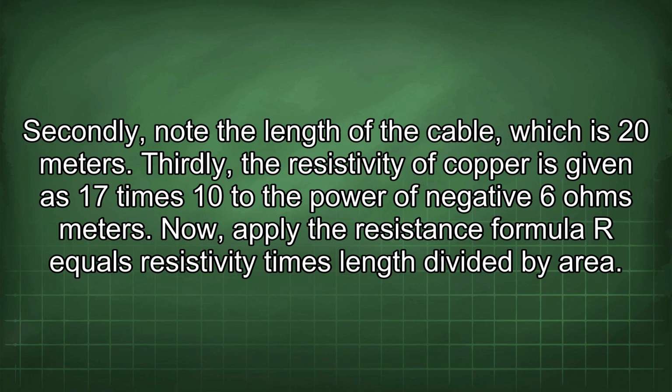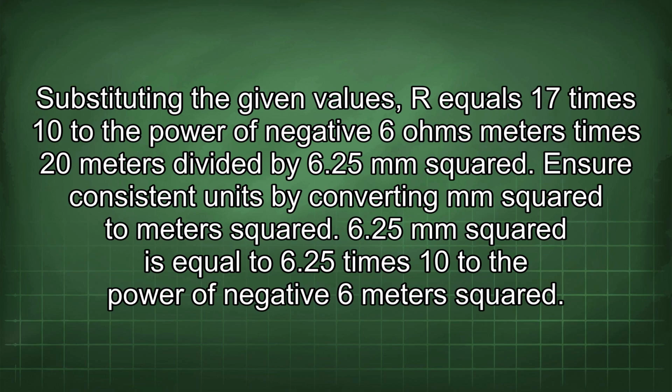Now apply the resistance formula R equals resistivity times length divided by area. Substituting the given values, R equals 17 times 10 to the power of -6 ohms meters times 20 meters divided by 6.25 mm squared. Ensure consistent units by converting mm squared to meters squared. 6.25 mm squared is equal to 6.25 times 10 to the power of -6 meters squared.